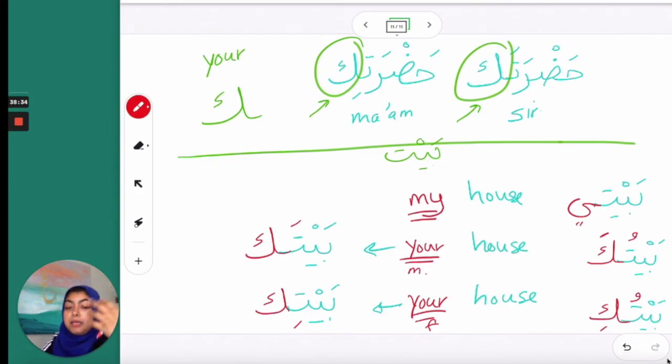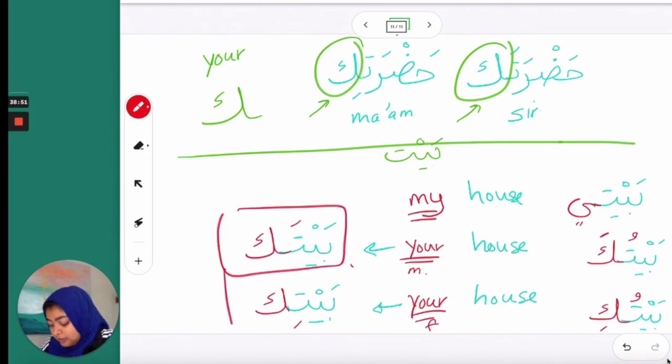Baytak, baytak. So if I'm talking to Muhammad, I'm going to say baytak, your house. If I'm talking to Layla, I'm going to say baytak, your house. Okay. بيتك, بيتك. So that's just the difference in pronunciation. So if you want to do that, you can, because it's easier. It's easier to pronounce. So let's do another one.